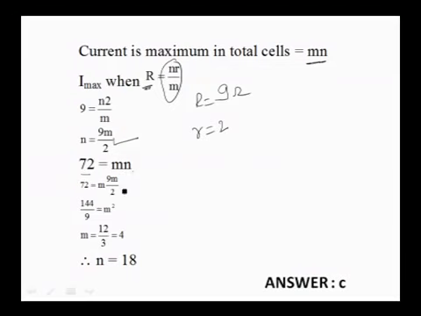Then substitute the value of n in the equation. By cross multiplication, 72 into 2 is 144. This 9 is shifted over here. 144 divided by 9 is equal to m square. Therefore, m is equal to 12 divided by 3, that is equal to 4. Therefore, m is 4 and n is equal to 18. It means that n number of cells are connected in series in m rows. Hence, the correct answer is C.